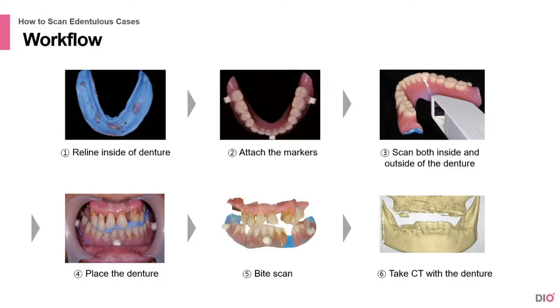First step is to realign the interior of the denture with the impression material. Then, attach markers on the denture's exterior. The third step is to scan the teeth and the interior areas where the markers are attached. The next step is to place the denture with the marker attached inside of the mouth. After that, scan the bite with the denture firmly placed. And finally, scan the CT of the denture in the patient's mouth.